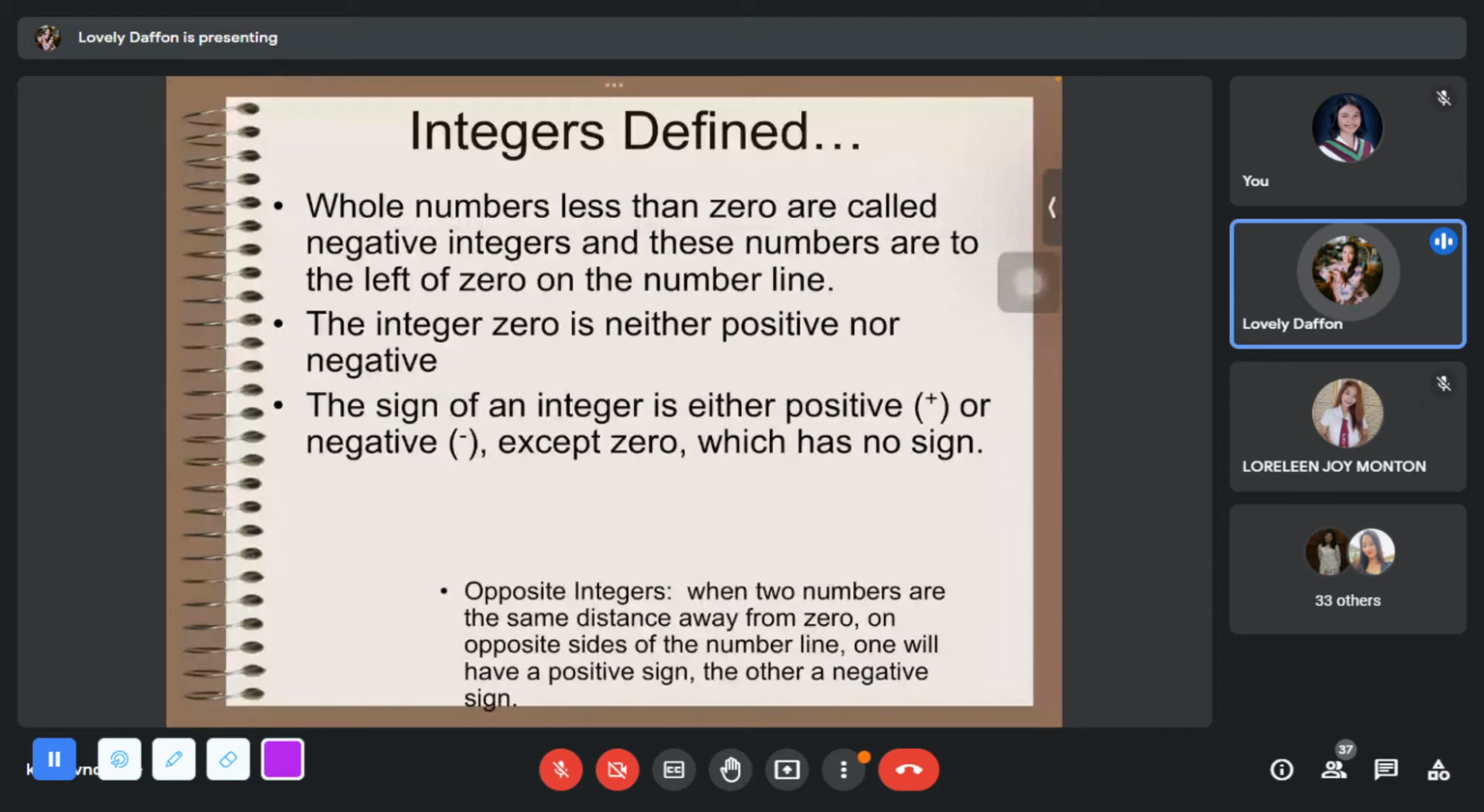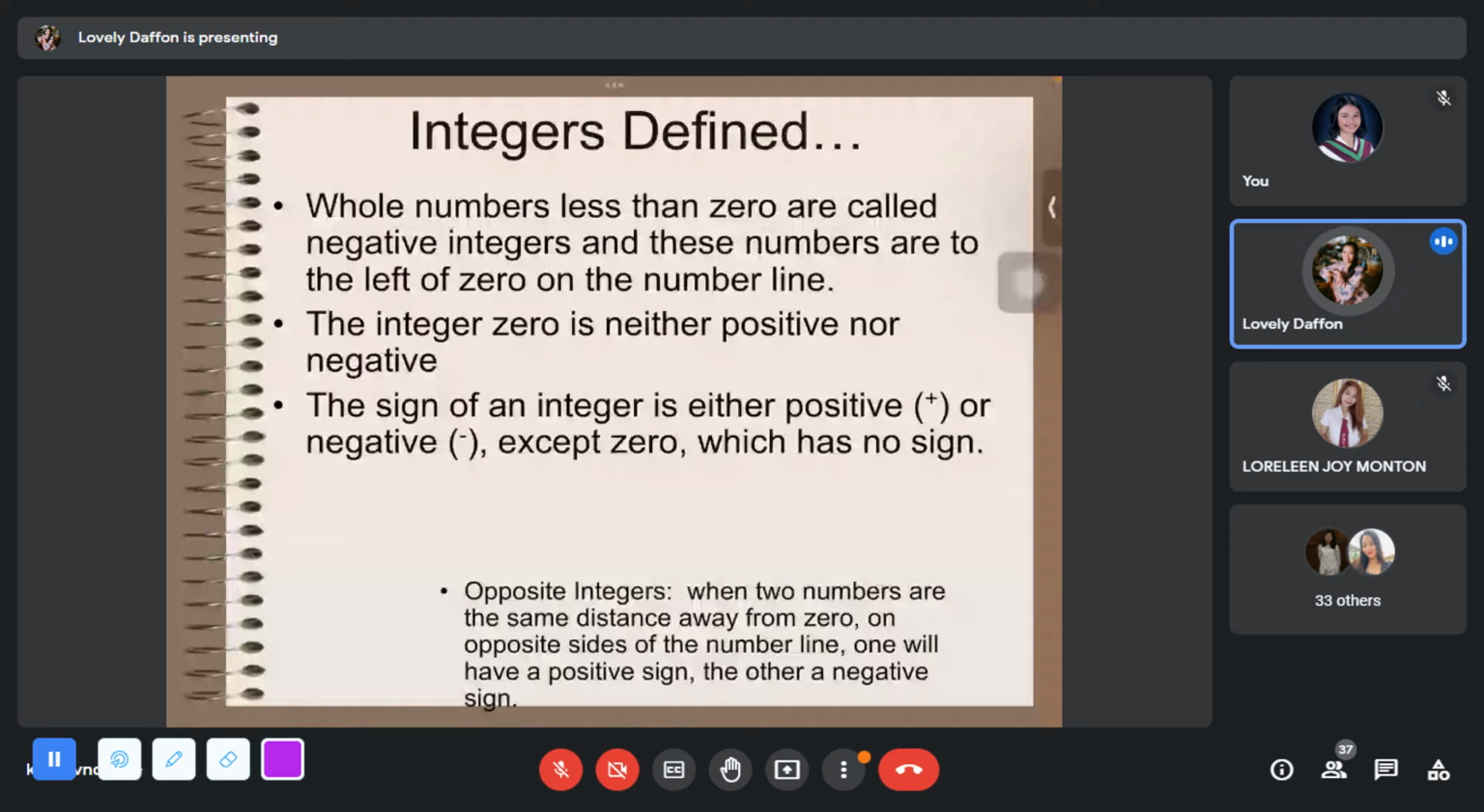Okay, so whole numbers less than 0 are called negative integers, and these numbers are to the left, okay? The integer 0 is neither positive nor negative. So the sign of an integer is either positive or negative except 0, which has no sign. So if there would be items asking what integer is either positive or negative, you shall answer 0. Neutral in short, wala siya, no?